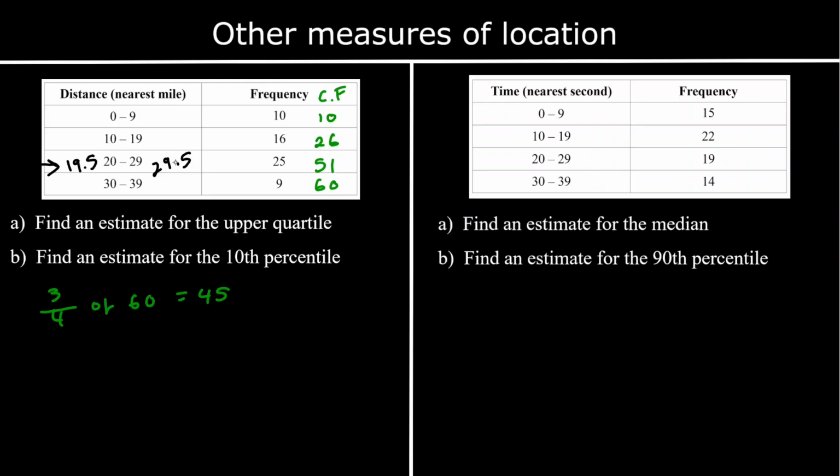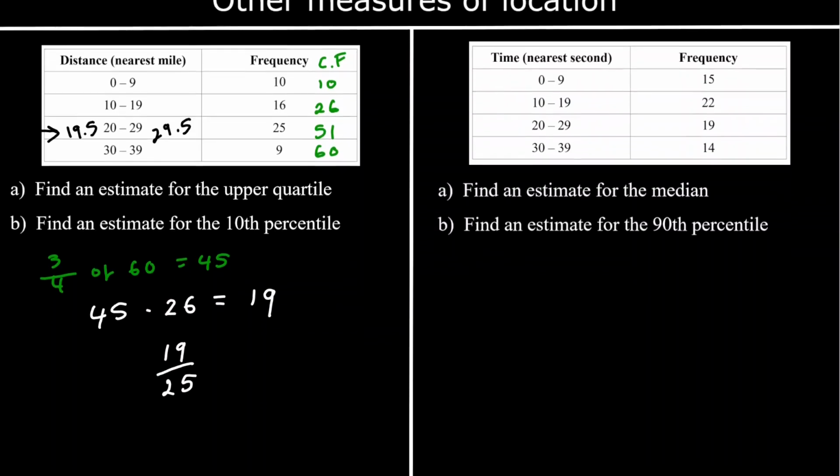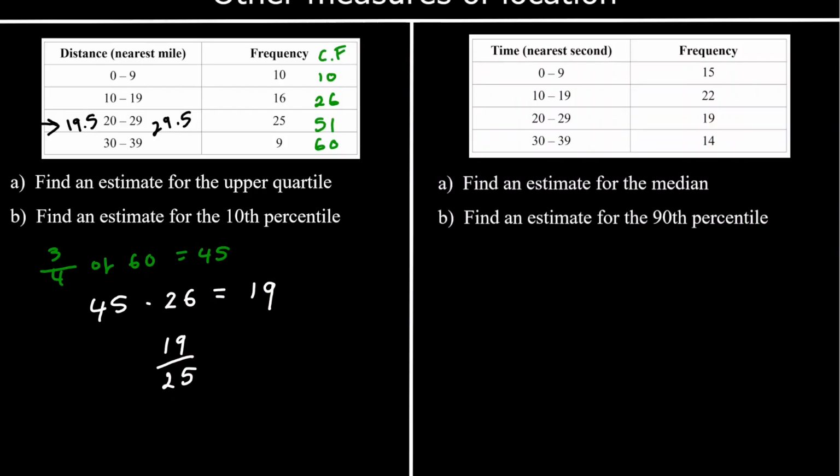How far do we want to go? So if we're at 26 people when we start the group, we want to get to 45. 45 take away 26 is 19. So we want to go 19 people into this group of 25 people. We can write that as a fraction, 19/25 into the group.